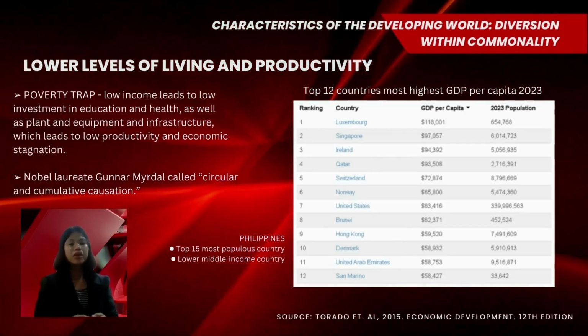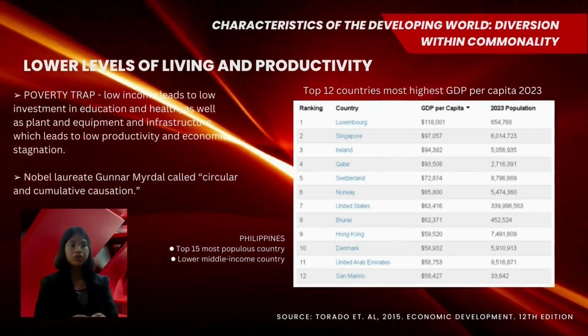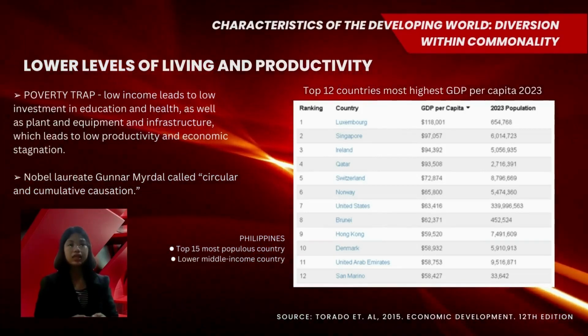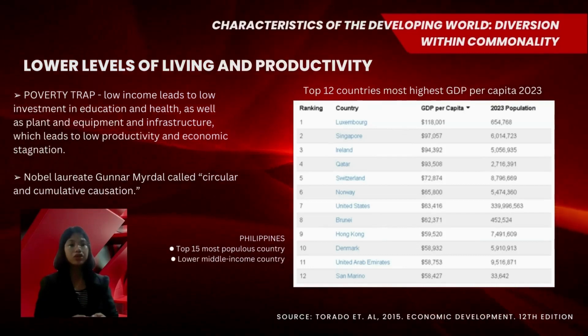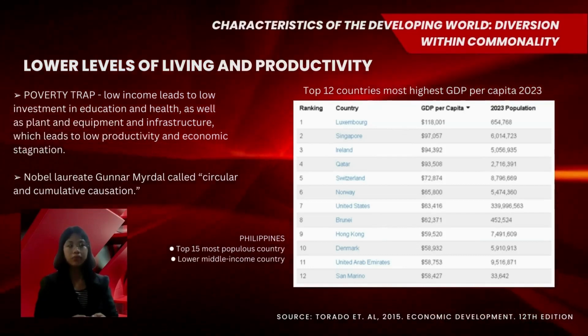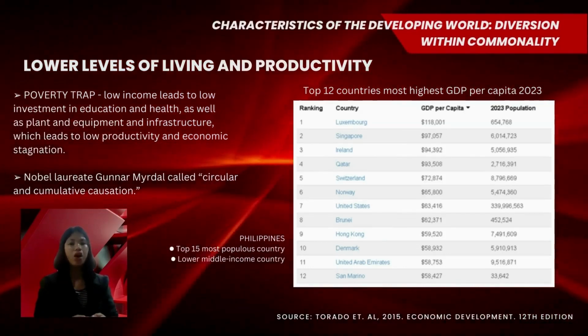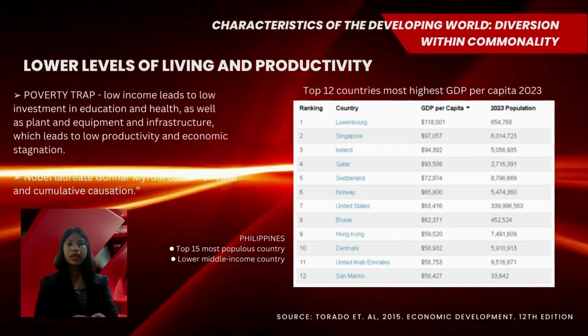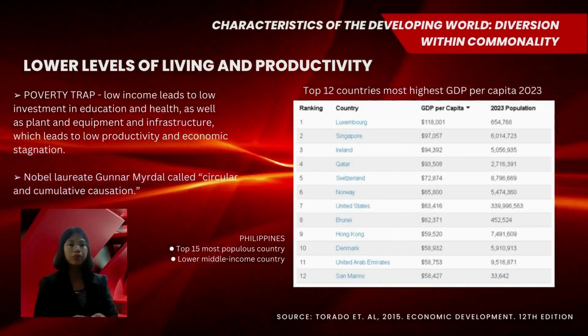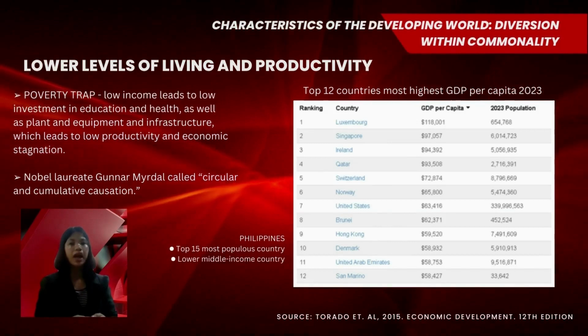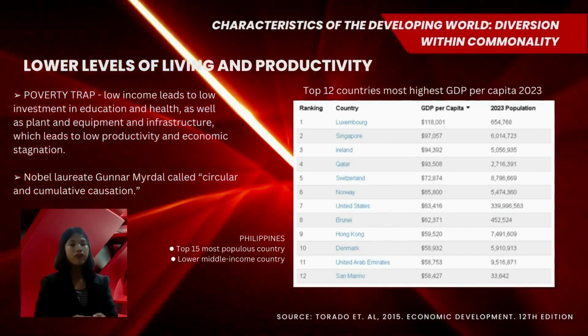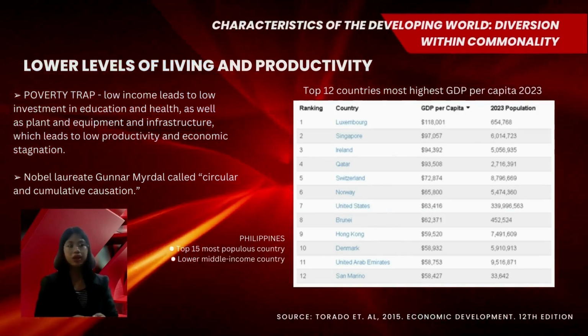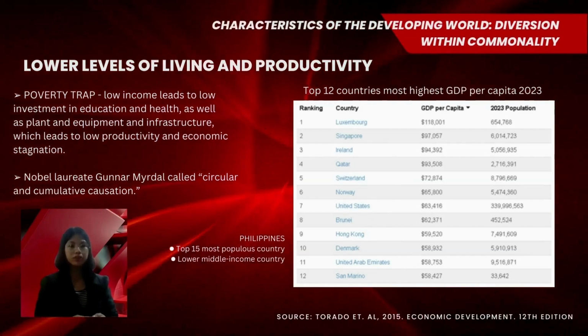The Philippines belongs to the top 15 most populous countries. The Philippines has been classified as a lower middle income country ever since the World Bank came up with its classification scheme, whether internally in the early 1980s or as officially published since 1989. However, these are the 12 countries with the highest GDP per capita as of 2023.